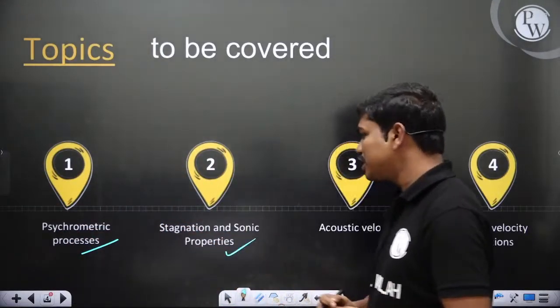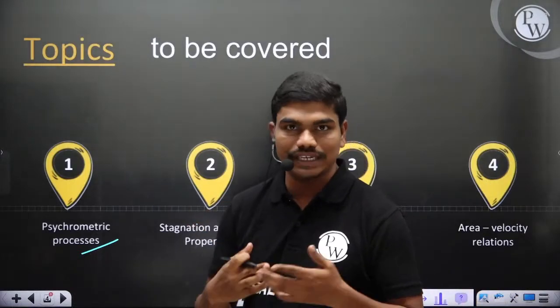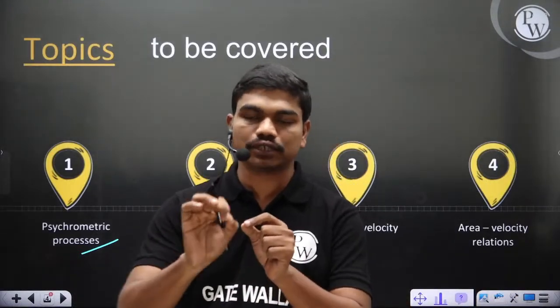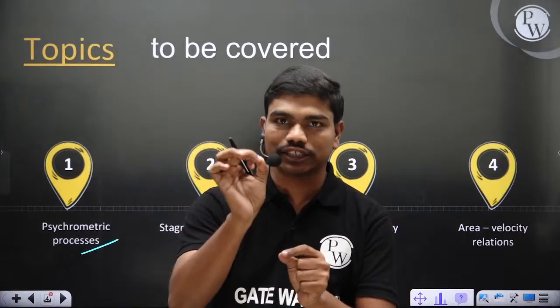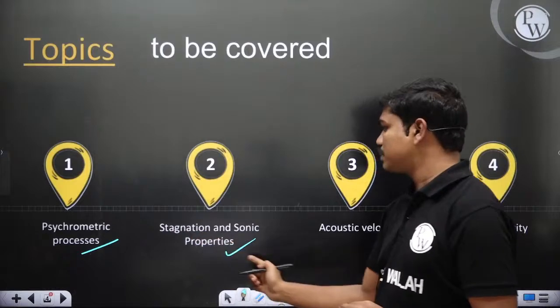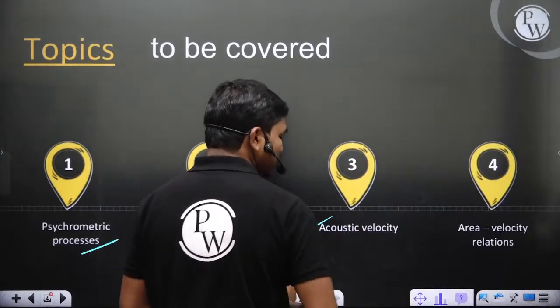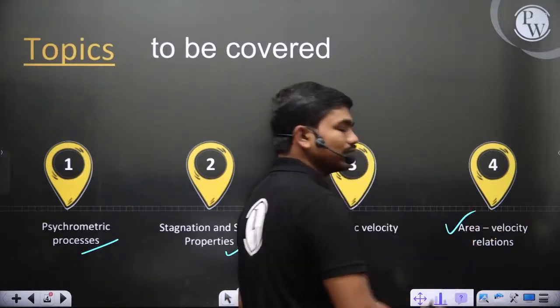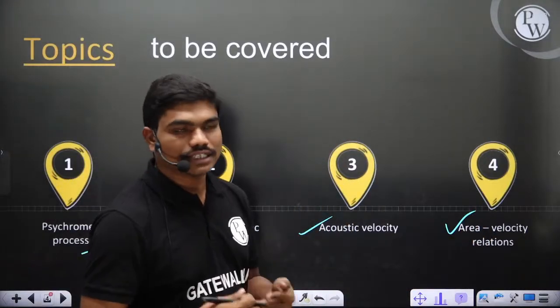We will talk about stagnation and sonic properties: what is the stagnation point we have seen in fluid mechanics, and what are the properties of the fluid at that stagnation point, because it's really important for us when we are analyzing shocks. So we'll talk about stagnation properties and also sonic properties. We'll see what sonic means in a bit, and we'll also talk about acoustic velocity and area versus velocity relations. These are the things that we are going to cover in today's lecture.